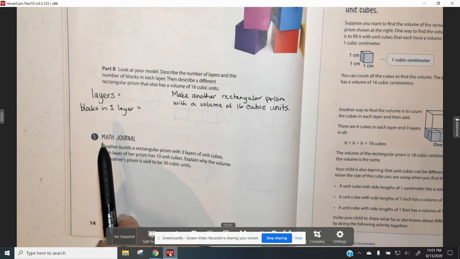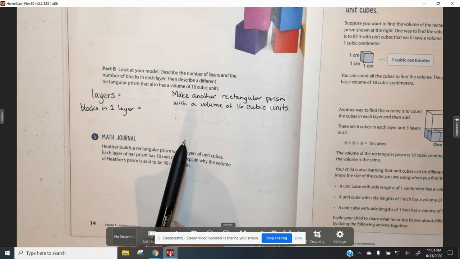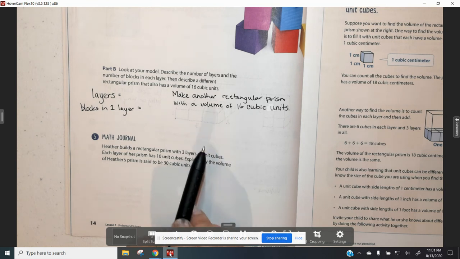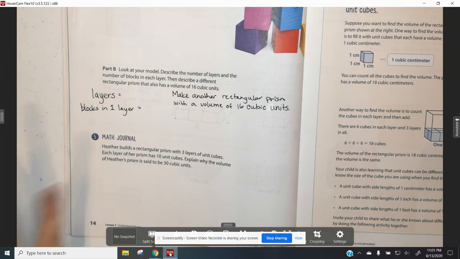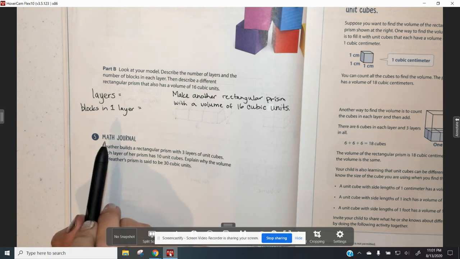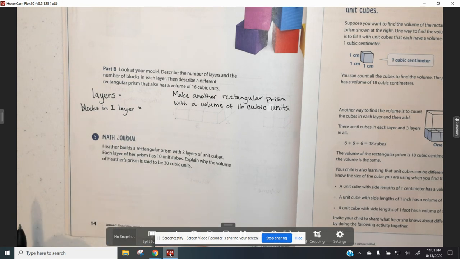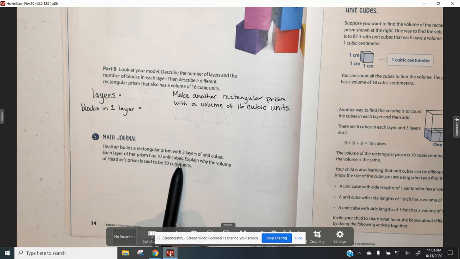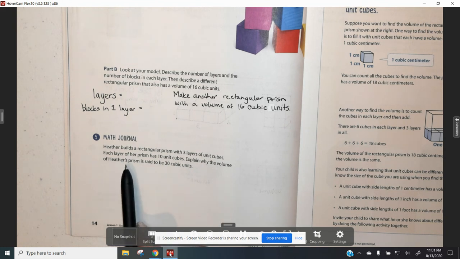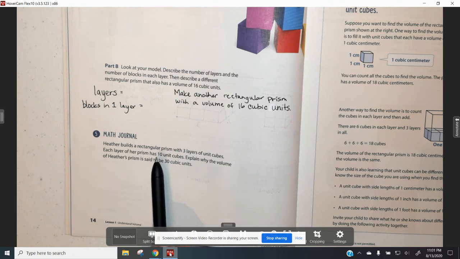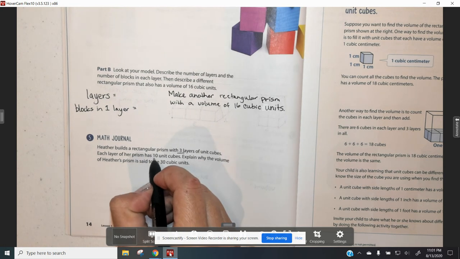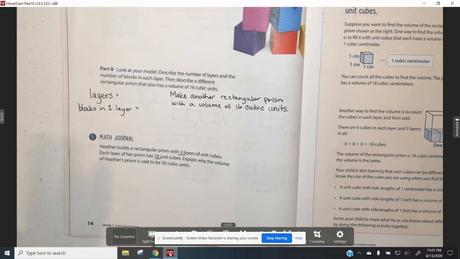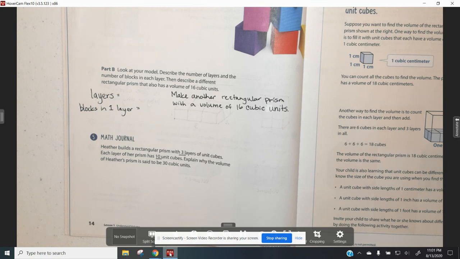Finally, you'll be doing it in your workbook unless your teacher asks you to do it in an assignment online, however your teacher asks you to do it. Finally, for number 5, you're going to do your math journal. Heather builds a rectangular prism with 3 layers of unit cubes. Each layer of her prism has 10 unit cubes. Explain why the volume of Heather's prism is said to be 30 cubic units. So all you know is that there are 3 layers and there are 10 unit cubes in each layer. So how do you know that the volume is going to be 30 cubic units?